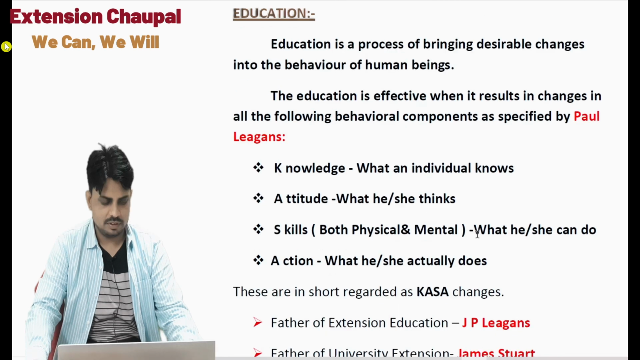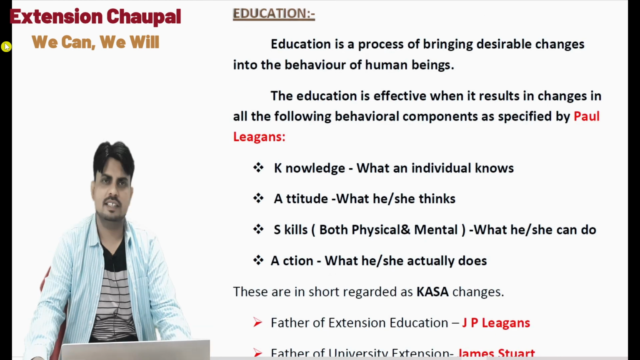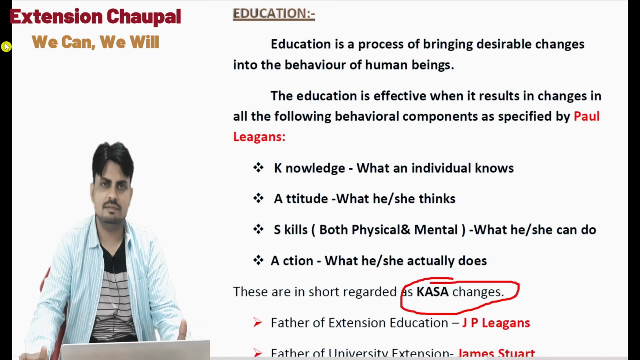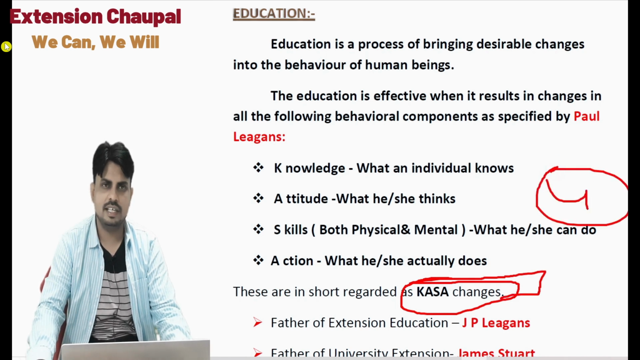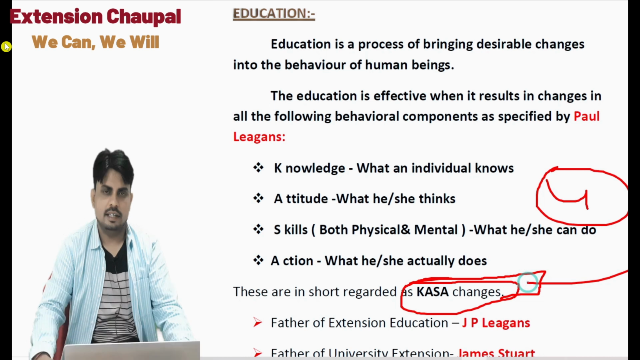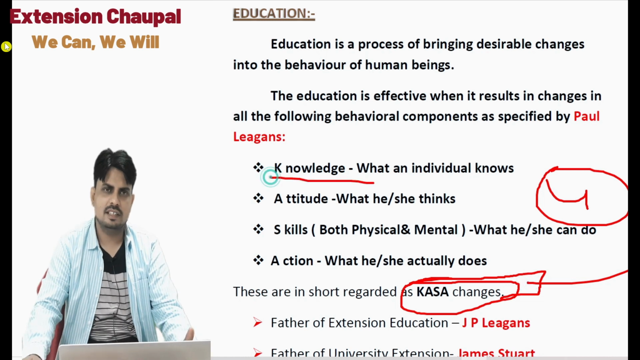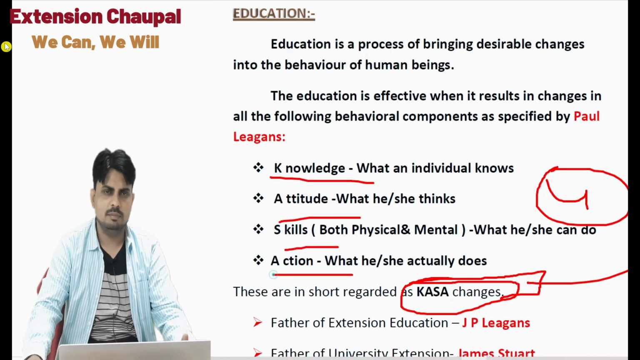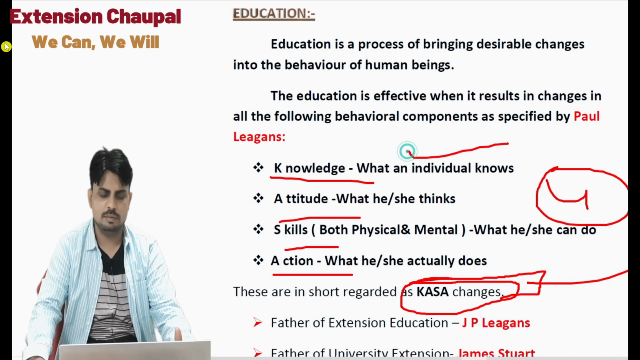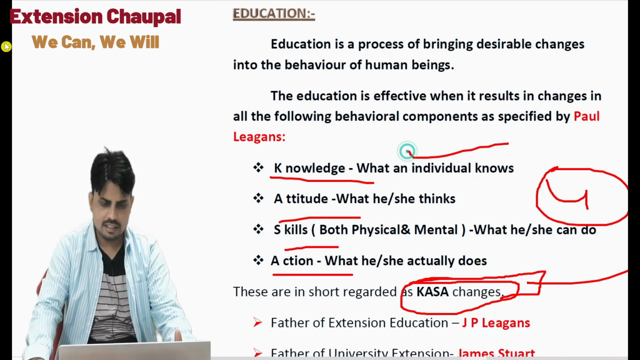Now coming to the various aspects of behavior, again it's very important. In short, you can say it is KASA. Sometimes it can be asked in your competitive exam how many components of behavior there are. In numbers, there are 4 components of behavior. In short, we can say it is KASA: K for knowledge, attitude, skills and action.